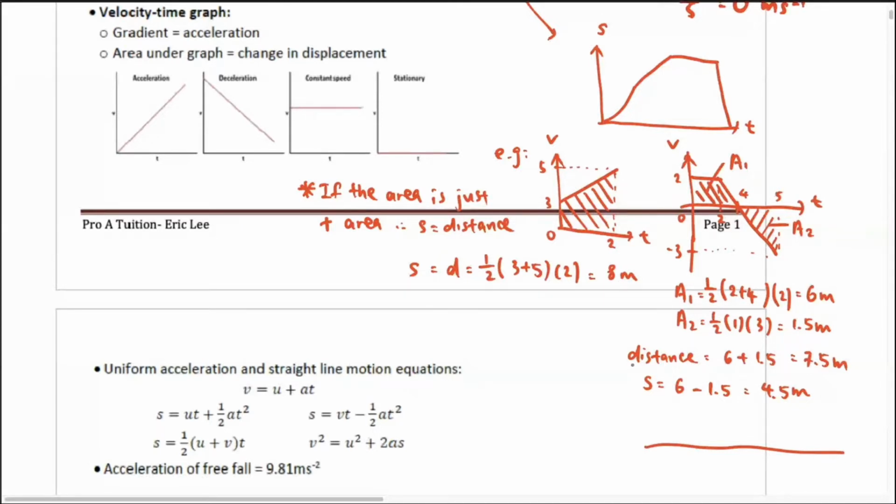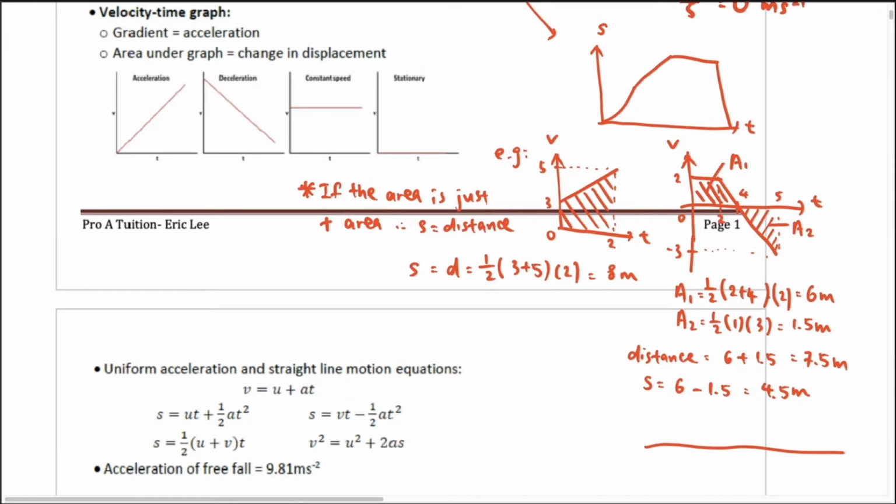Would they ask you to use a velocity time graph to calculate the total distance moved instead of displacement? Yes, it's possible for them to ask. So count the total distance instead of displacement. So it's a famous question after all. Okay, so let's come back to our discussion here. So you want to see why the displacement is 4.5.